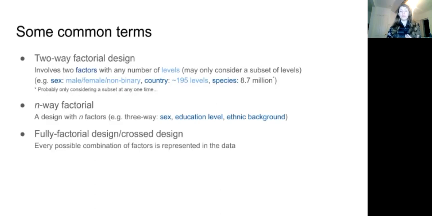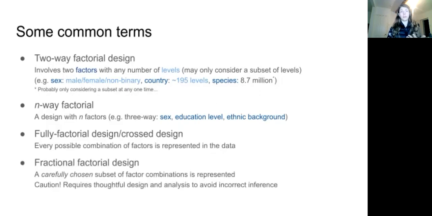Now, the term fully factorial or crossed design is another one that you may come across. And this simply means that every possible combination of the n factor levels under consideration is represented in the data. If I'm interested in education level and ethnic background, for example, I will have data points from all ethnic backgrounds who have achieved each level of education.